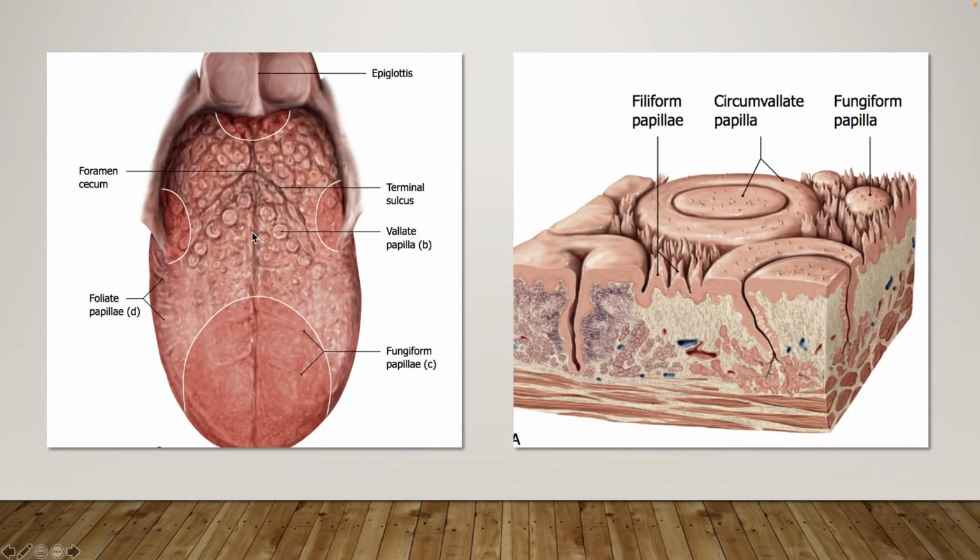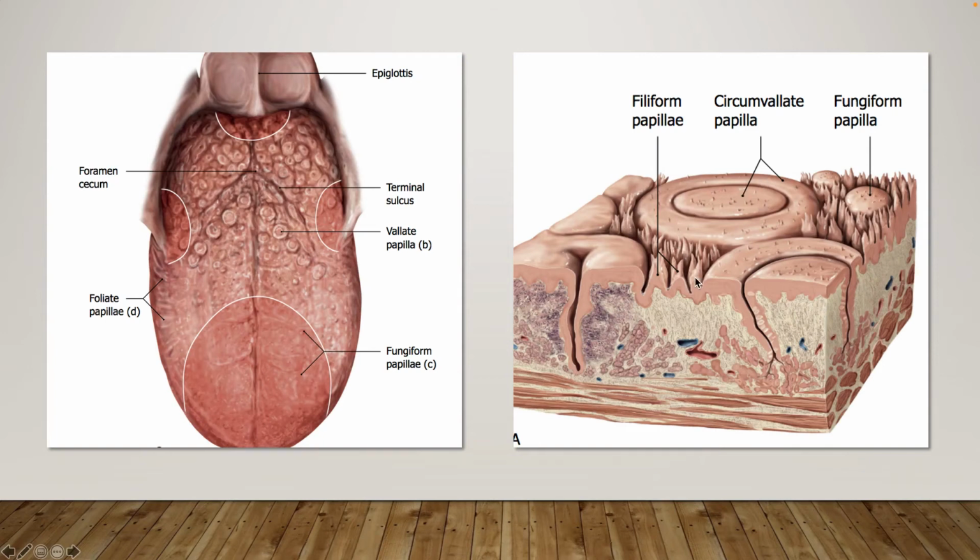So here you can see your tongue. You can see these different papillae on the surface. You can see some foliate papillae out here. You can see vallate. You can see some fungiform as well. You can see them on a more close-up transverse section here. So you can see that they're very different in form.